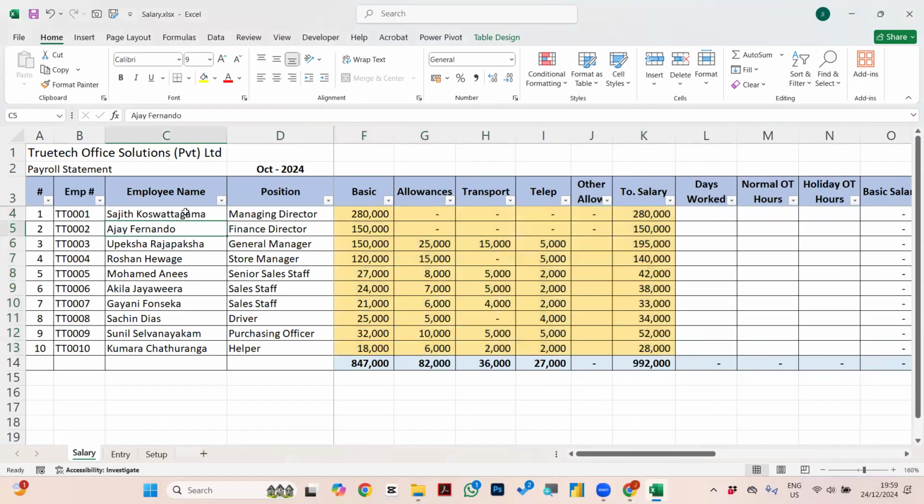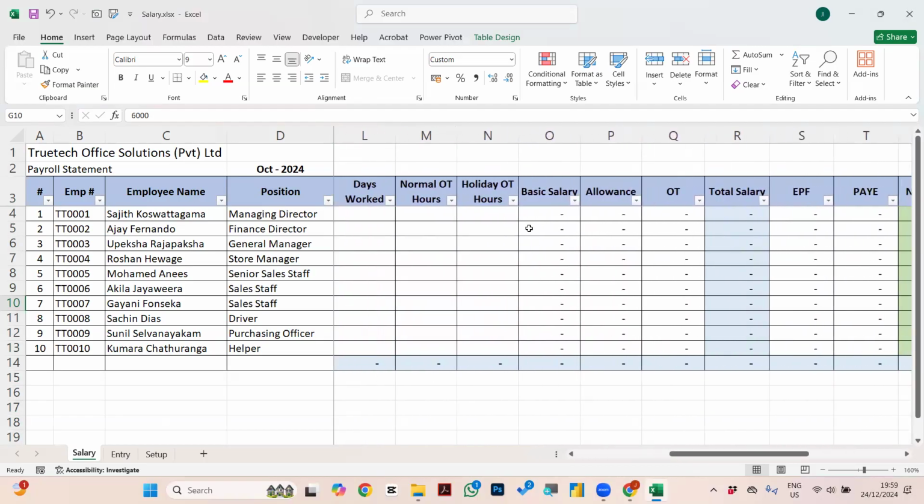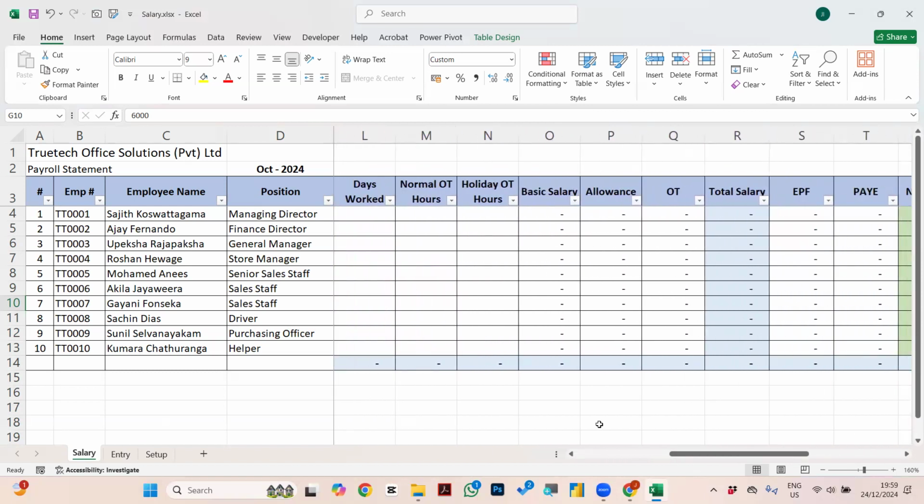Now, Sajid Kosvatagama's basic salary is 280,000. That's his total salary also. Ajay, 150,000. And the others have basic and allowance also. This is the salary structure. It doesn't change. If there's a salary increase, we'll update it here, so the salary structure will change. Based on this only, I have done the calculations. Now I don't need this salary structure, so I'm going to just keep it hidden.